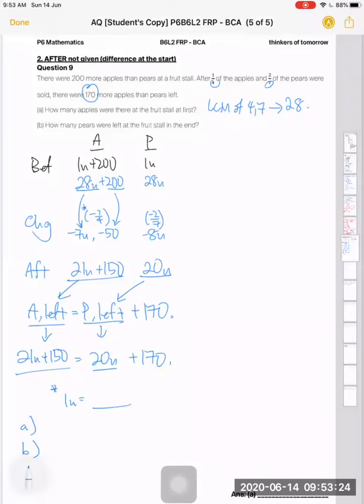So for apples at first, your apples at first must be just 28 units plus 200. And you get your final answer. And then for B, you find your pears in the end. Pears in the end is just 20 units. And then you get your final answer. So you see, that is the power of this before-change-after table. Once you are able to solve for 1 unit, anything the question asks you after that, you can solve easily. Okay, so that will be the method for question 9.